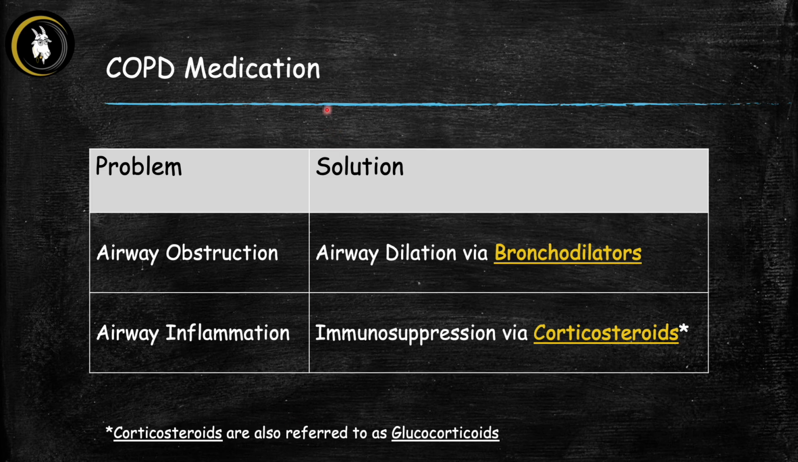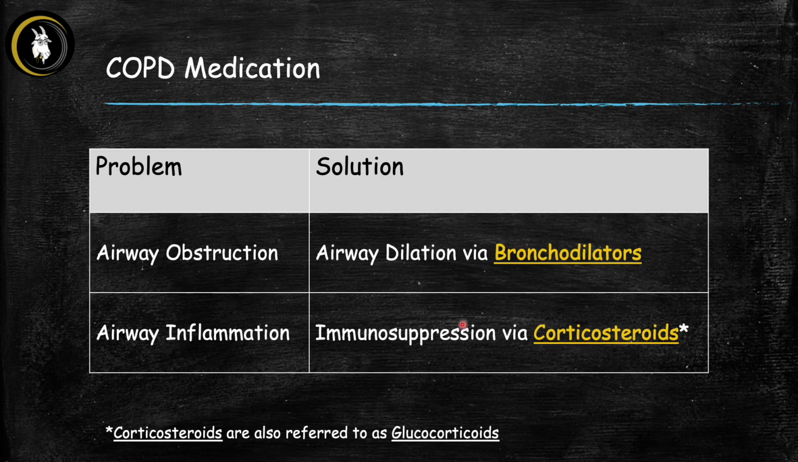A general good rule to learn pharmacology is to identify the problems and then find a solution to make that problem go away. And as I just mentioned, in COPD, there are two problems. There's airway obstruction and lung inflammation. So to take care of the airway obstruction in COPD, we use drugs that are going to dilate the airway, and so we call these bronchodilators. And to take care of the inflammation problem, we use drugs that are going to suppress the immune system and shut down the inflammatory response, and these are glucocorticoids or corticosteroids.